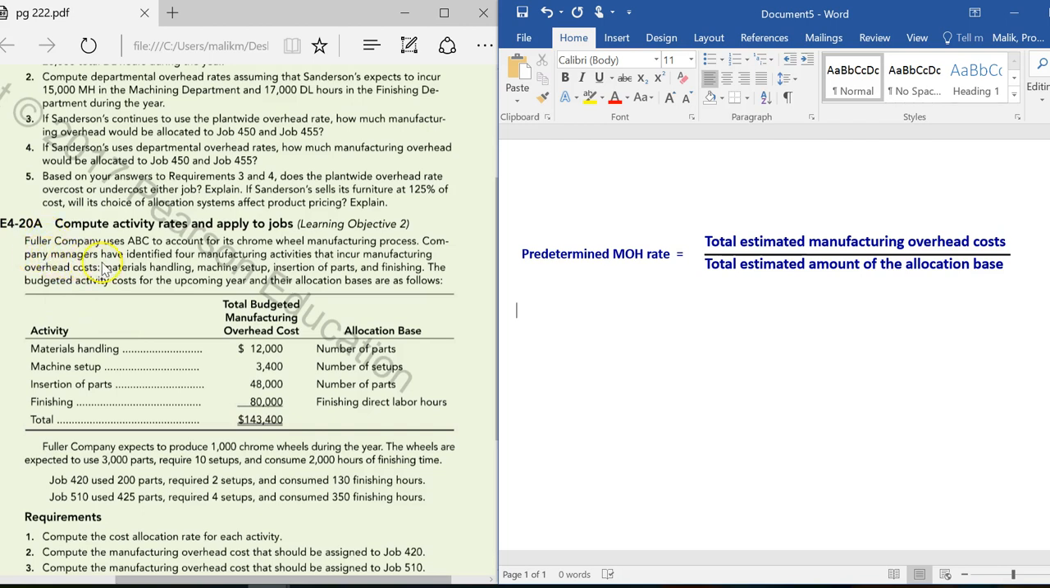E4-20A. In this problem, Fuller Company uses ABC, or activity-based costing. So for this type of costing process, companies first identify all the relevant activities, and then they estimate their total amount of overhead cost for every activity, and they also figure out what the allocation bases are. For example, in this problem, the company identified 4 manufacturing activities: material handling, machine setup, insertion of parts, and finishing. And for every activity, they have their total estimated or budgeted costs, and you also know the allocation base or cost driver for every activity.